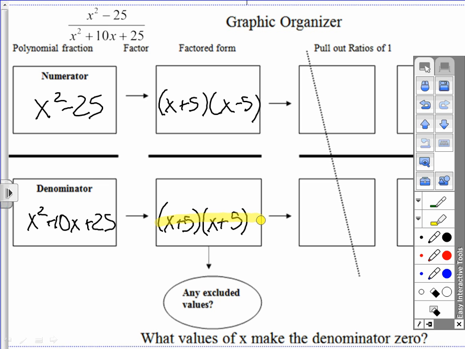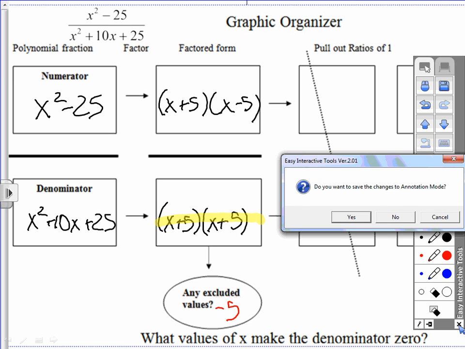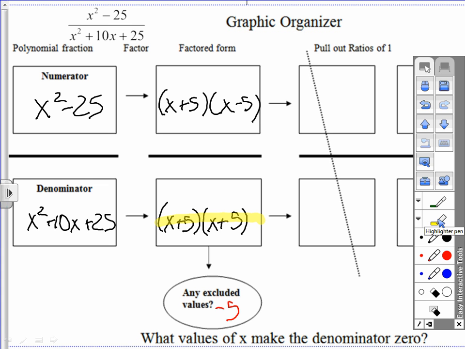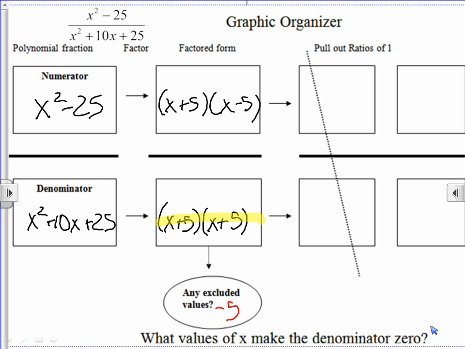So what are my excluded values in this problem? It's going to be when x plus 5 is equal to 0. So that's going to happen at negative 5. So let's go on and keep simplifying this. I have x plus 5 in both my numerator and denominator. So those are going to reduce to 1. And I'm left with an x minus 5 in the top.